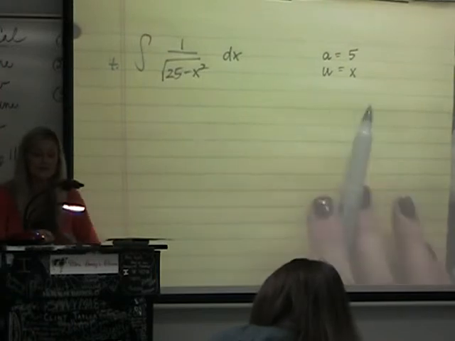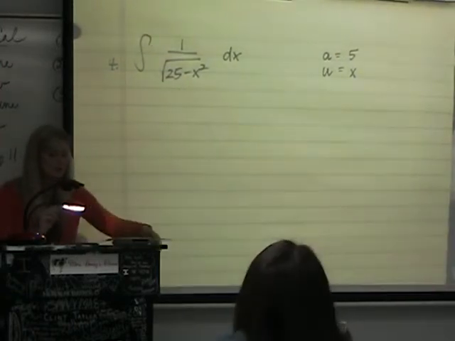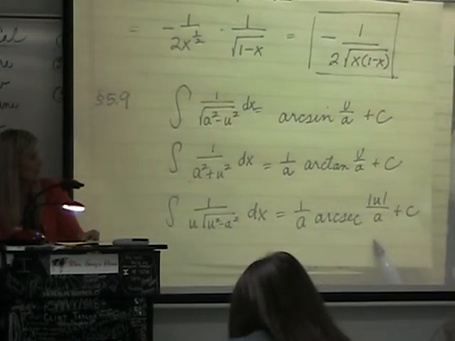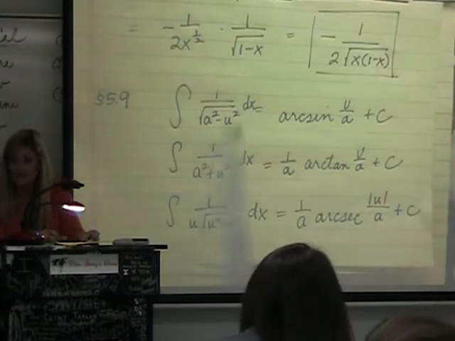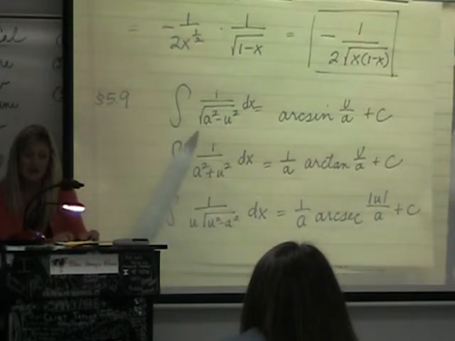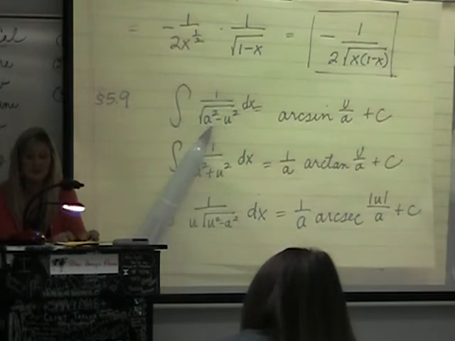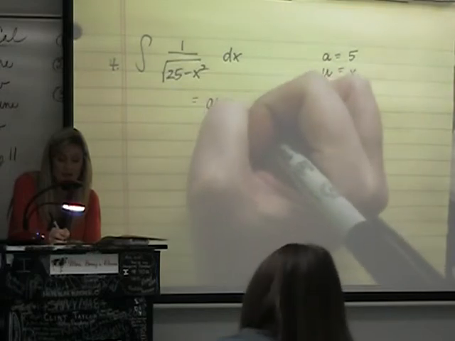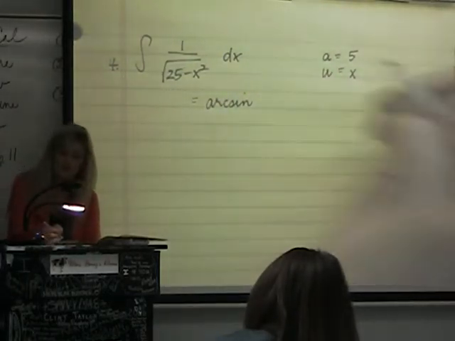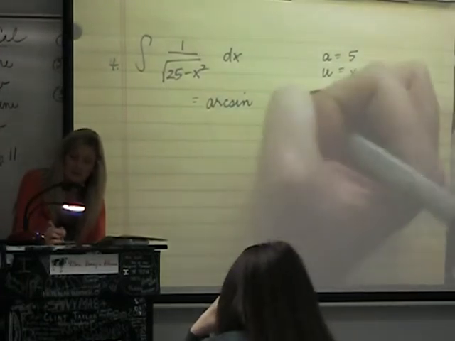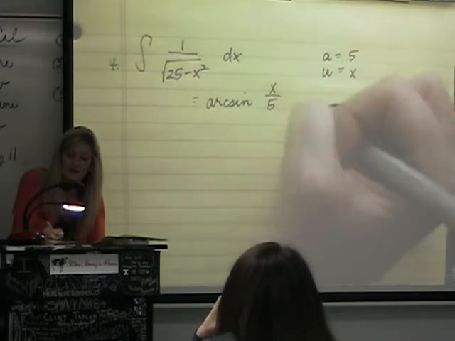So a is 5, u is x. Now, is this in the form of arcsine, arctan, or arcsecant? It definitely looks like arcsine, doesn't it? Because there's a square root, that narrows it down to arcsine or arcsecant. And there's not a u out in front of the square root, so it has to be arcsine. So it's just arcsine of u over a plus C. So our answer is arcsine of what over what? 5 over x or x over 5? x over 5 plus C.